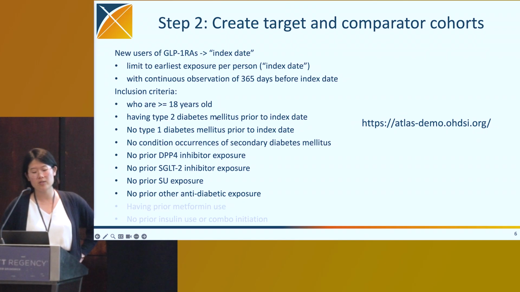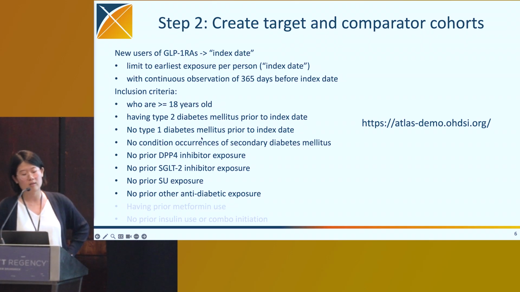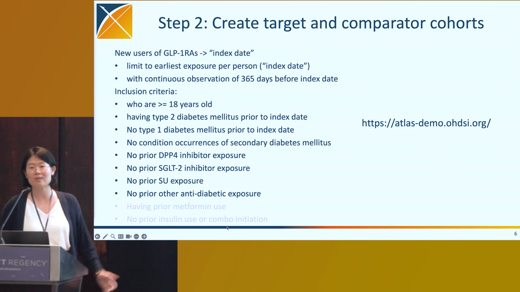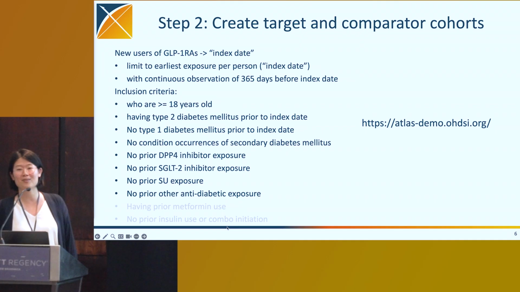Specifically, adult patients have type 2 diabetes prior to their index date, no type 1 diabetes, no condition occurrence of secondary diabetes mellitus, no prior exposure to the alternative anti-diabetic meds like DPP-4, and so on and so forth, and no prior exposure to other anti-diabetics that do not belong to any of these 4 classes. And then maybe you want to specify prior metformin use and no prior insulin use, and so on and so forth. So how can we create this cohort using Atlas?